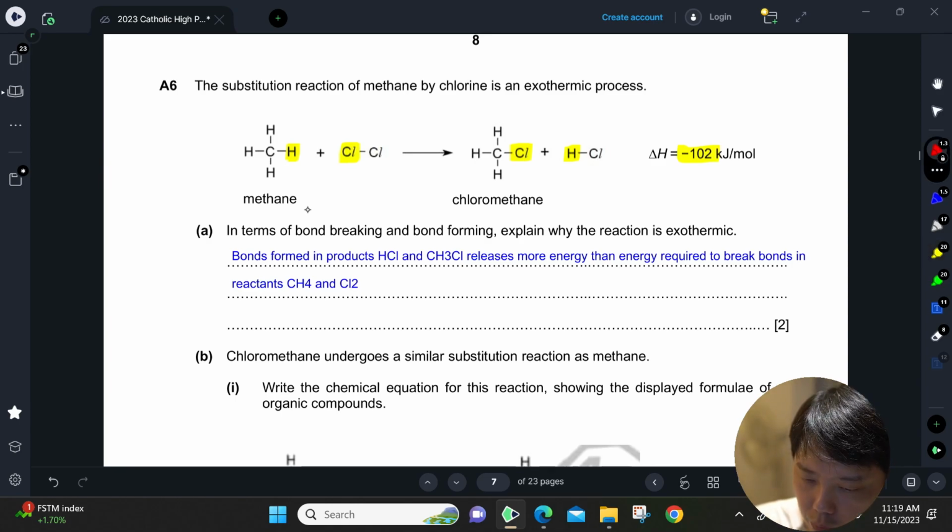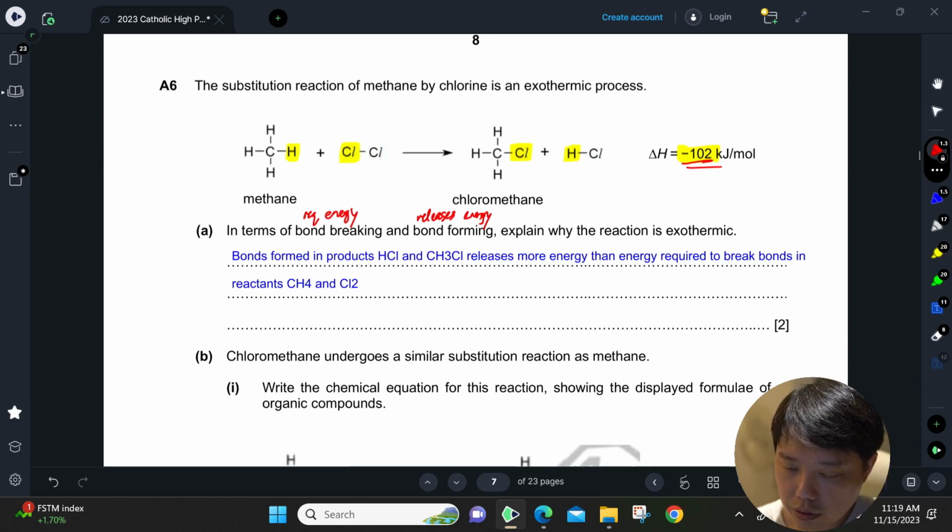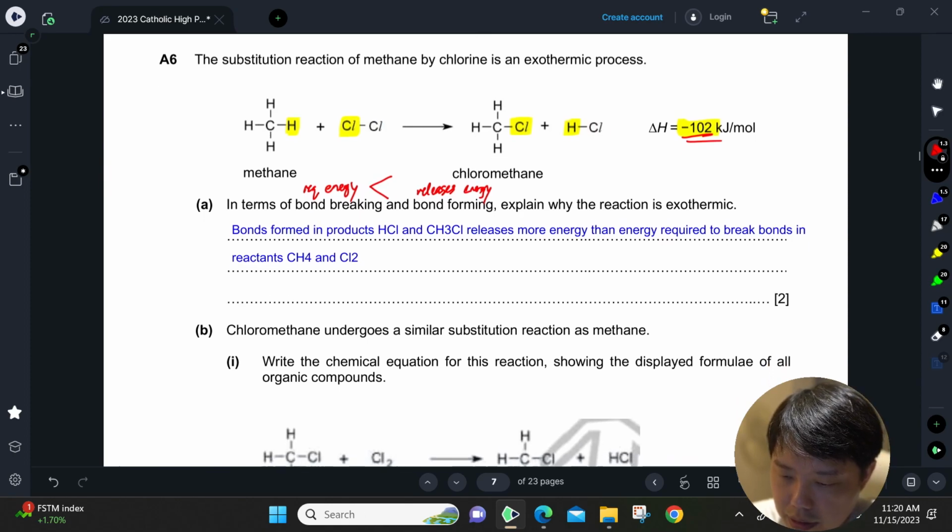Okay, bond breaking requires energy, right? Requires energy. Bond forming releases energy. The fact that they told us the reaction overall gives out energy tells us that the bonds that are formed give out more energy than the energy required to break the bonds in the original reactants. So that's basically about it. That is why it is exothermic.